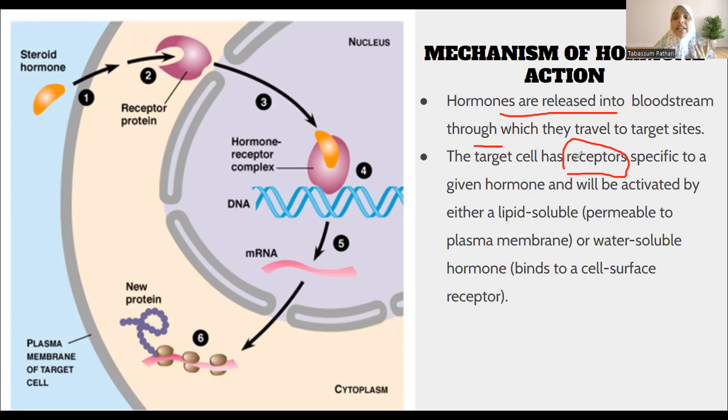Okay, so the target cell will have a receptor which will be specific to a given hormone, and the receptor will accept the hormone only if they are complementary in nature. Okay, so it will be activated by either a lipid soluble or a water soluble hormone. What do we mean by lipid soluble or water soluble hormone? Those hormones which can pass through the lipid bilayer of the cell membrane.